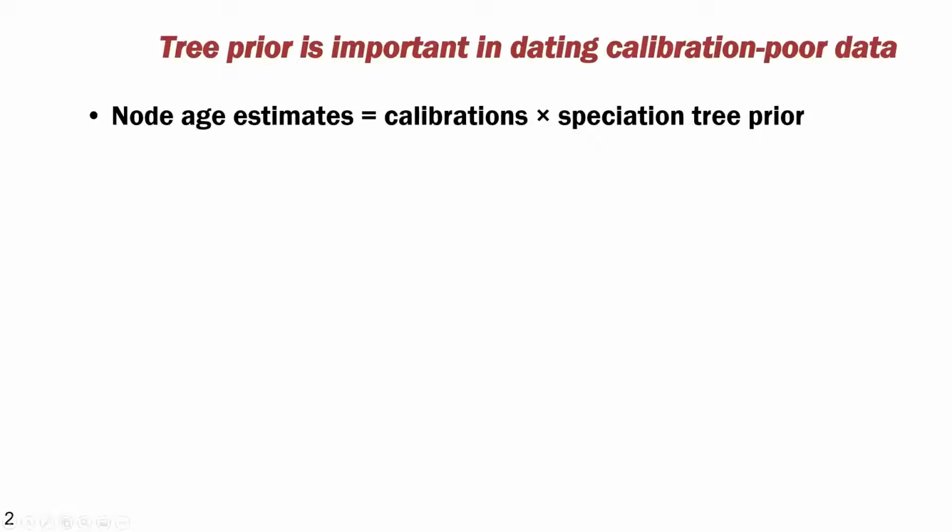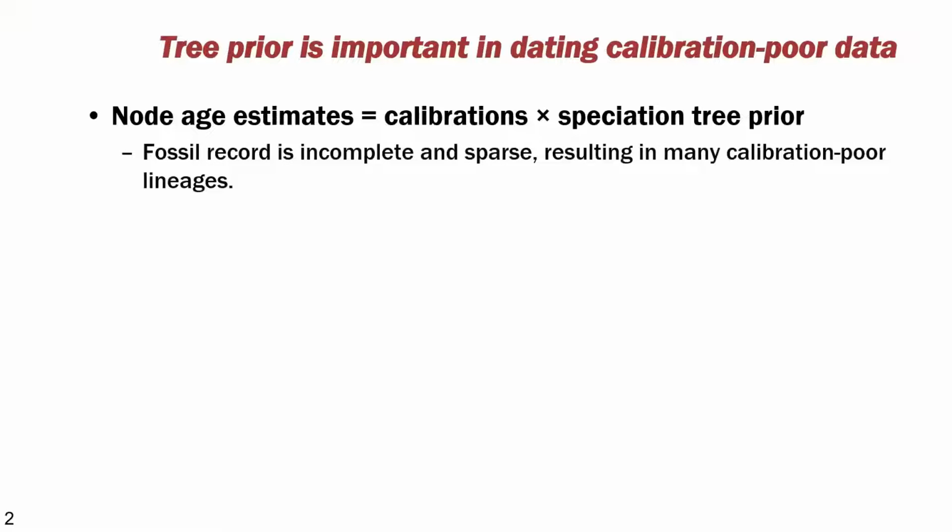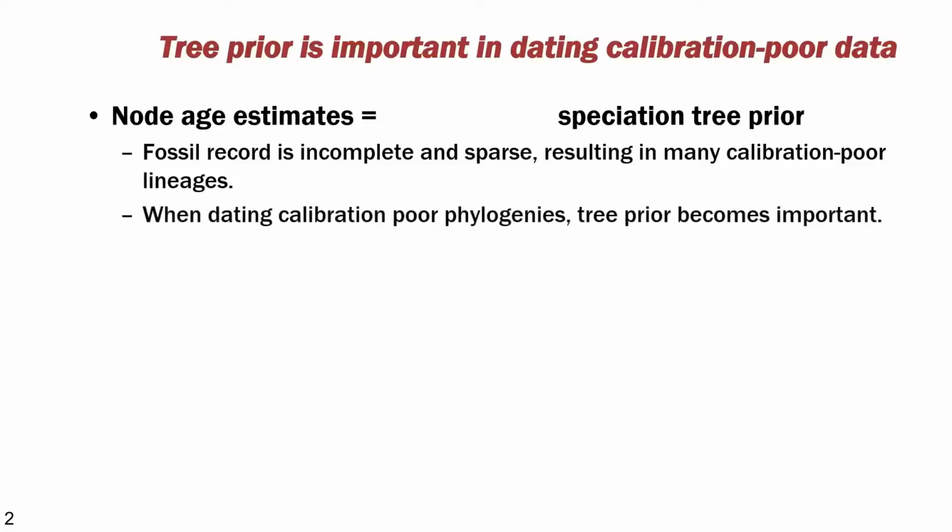As we all know, node age estimates are products of interaction between calibration time priors and speciation tree prior. To get better node age estimates, we can use more precise calibrations. However, in most cases, the fossil record is incomplete and sparse, so there are many calibration-poor lineages in the tree of life. To date such lineages or phylogenies, the specification of the tree prior becomes more important.